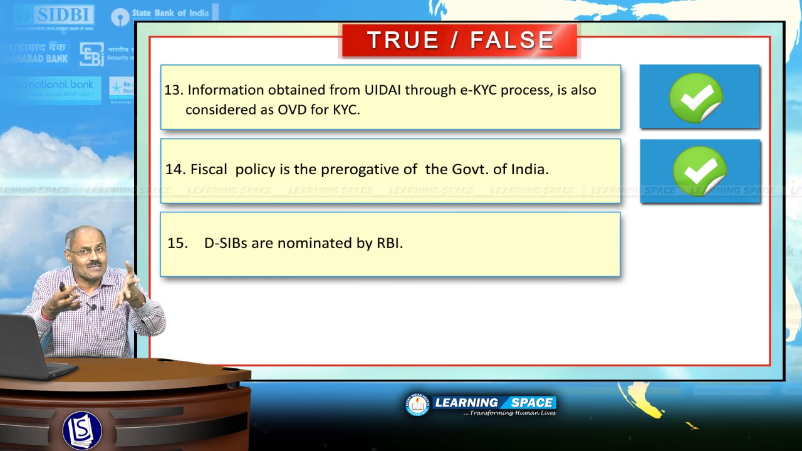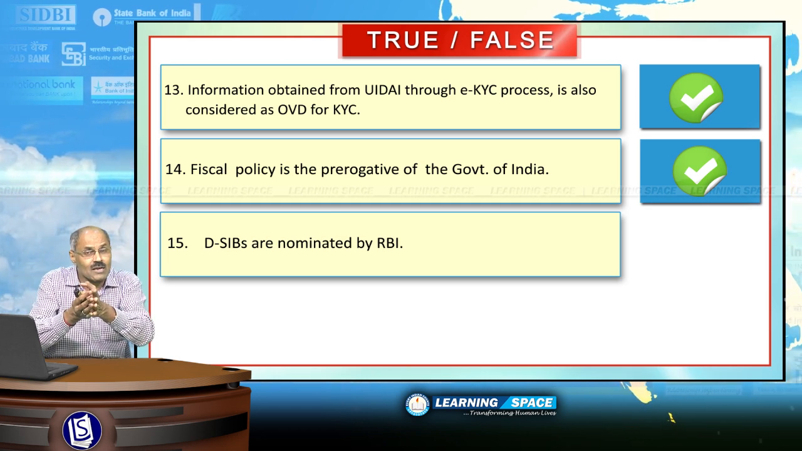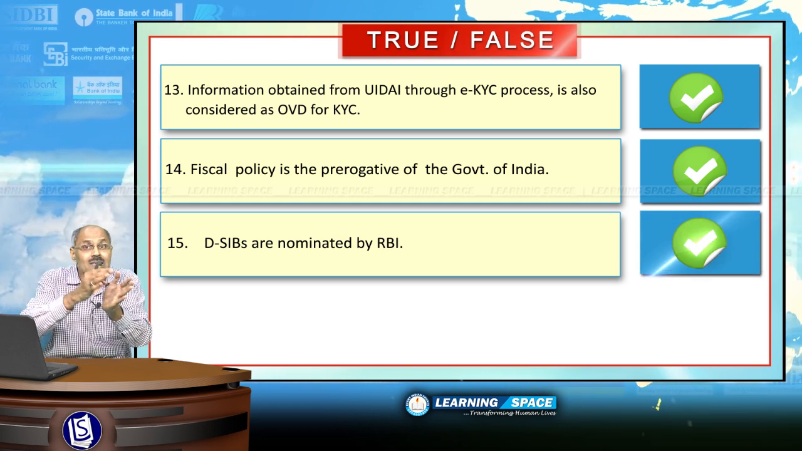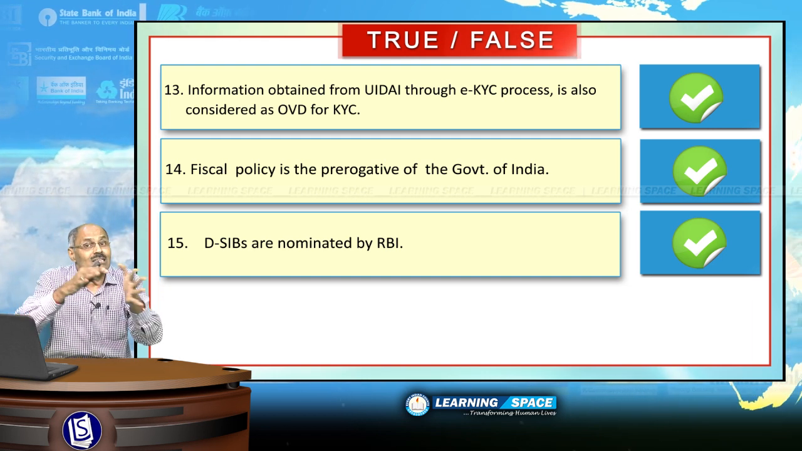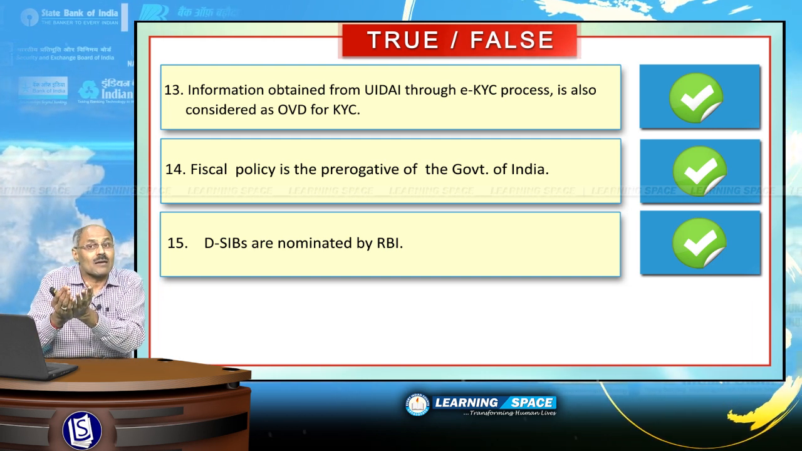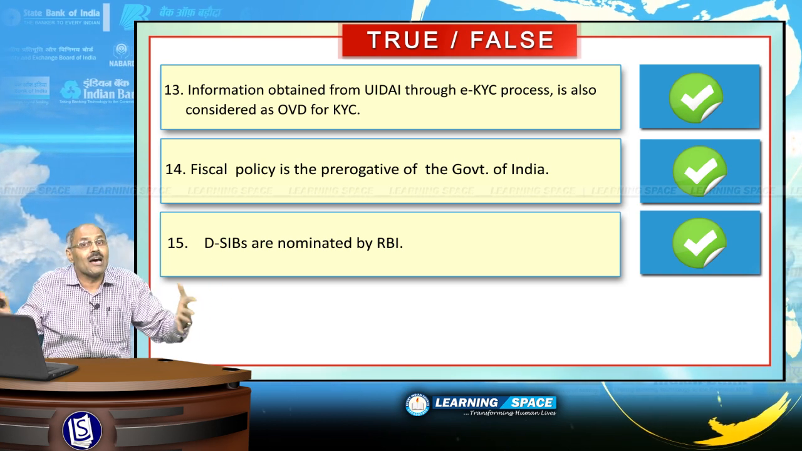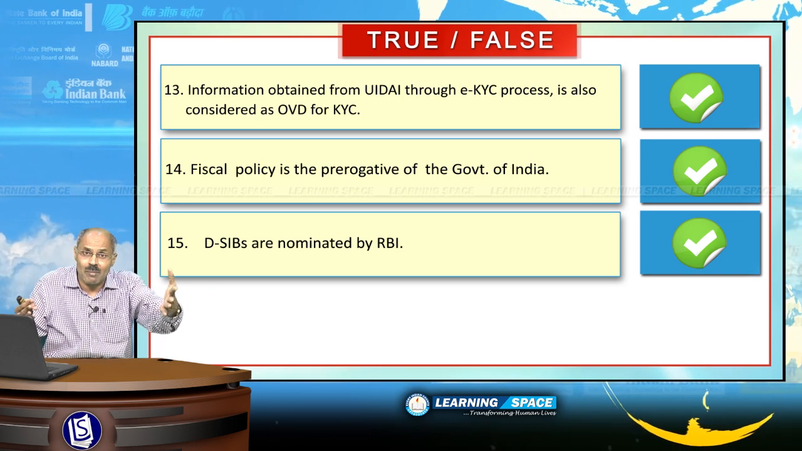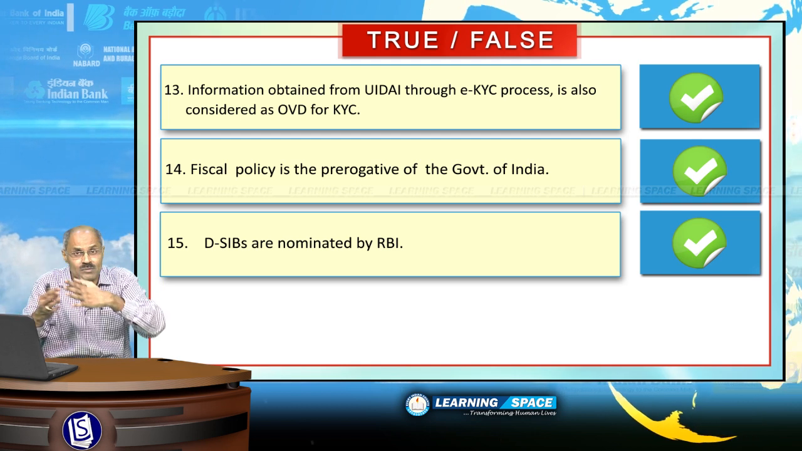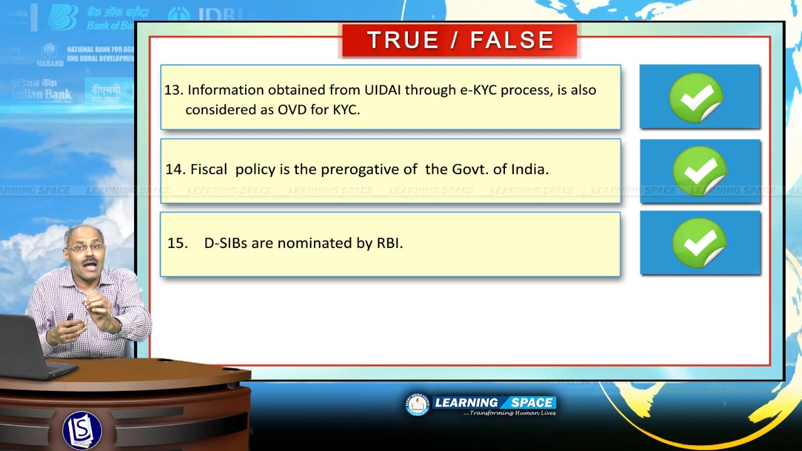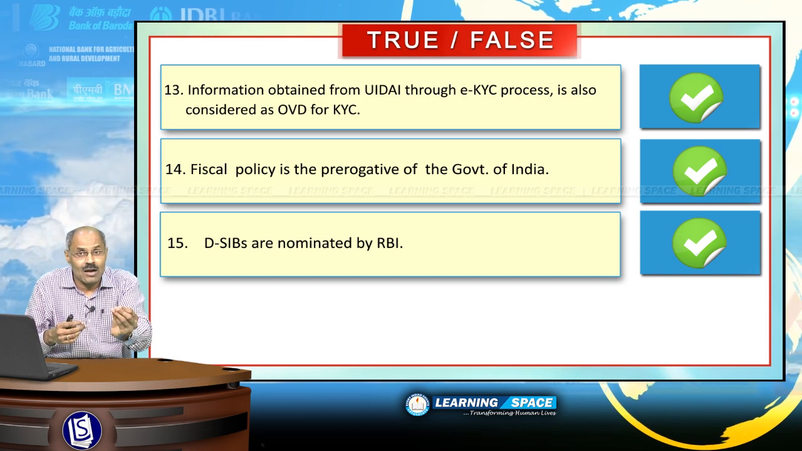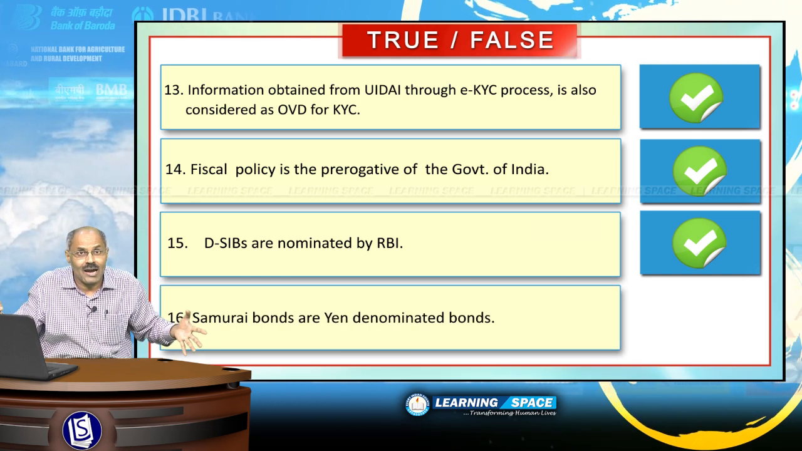DSIBs are nominated by Reserve Bank of India. Absolutely correct. This is domestic systemically important banks. DSIBs means domestic systemically important banks. That means they are too big to fail. Recently, State Bank of India and ICICI Bank were nominated as DSIBs, and these are nominated by Reserve Bank of India as per the norms laid down internationally, right?